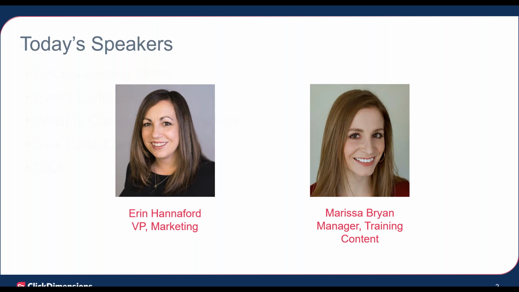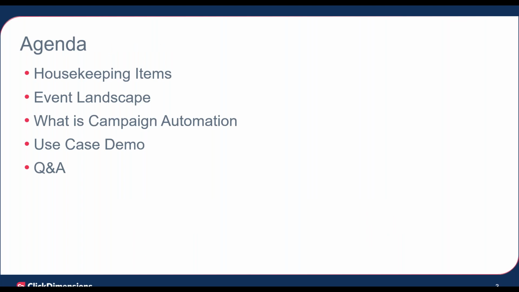Before that, let's go over our agenda and discuss what we're going to cover today. We'll talk about a couple housekeeping items before we dive into the meat of today's webinar. We'll talk about how the event landscape has changed, what it currently looks like, and then we'll talk about campaign automation. I'll turn things over to Marissa and she'll go through an actual use case of how event management and campaign automation can be tied together. And we've saved a little bit of time for Q&A at the end.